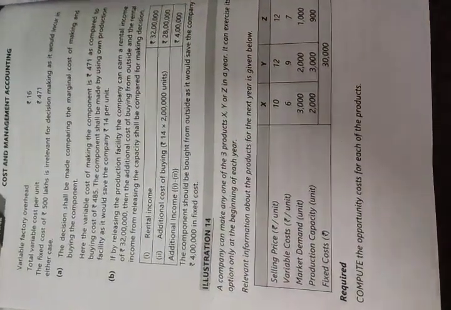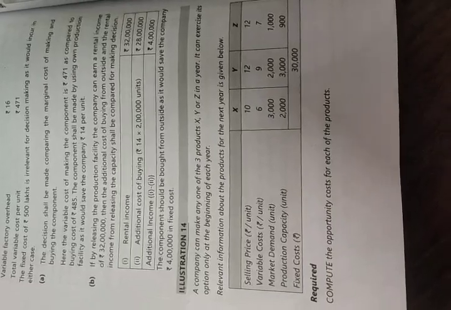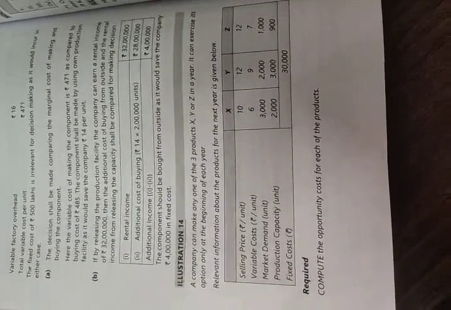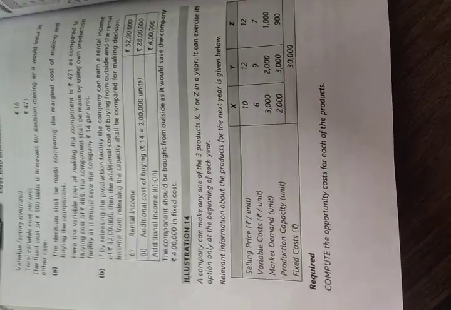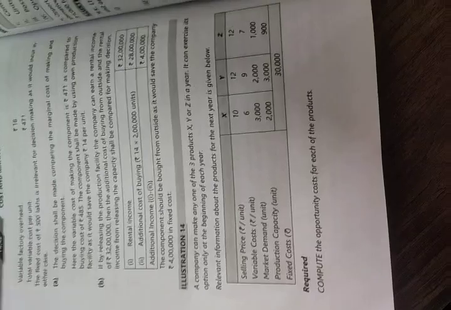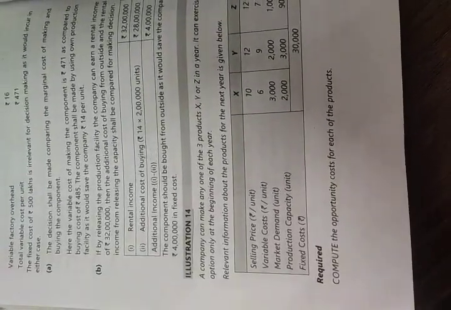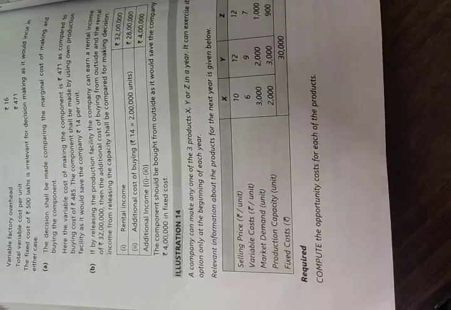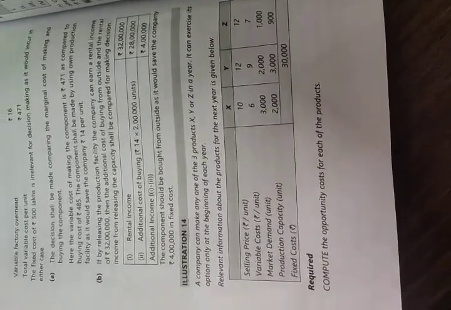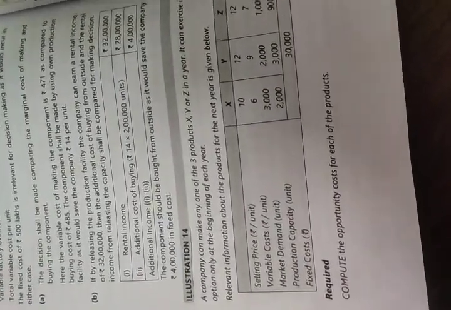Now taking illustration number 14, in which a company can make any one of the three products X, Y, Z in a year. It can exercise its option only at the beginning of each year. Relevant information about the products for the next year is given below. Here we have selling price per unit, variable cost per unit, market demand, production capacity and fixed cost.